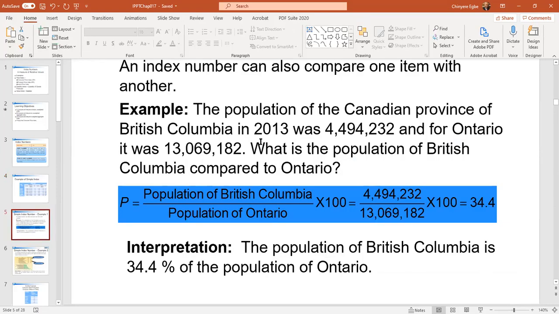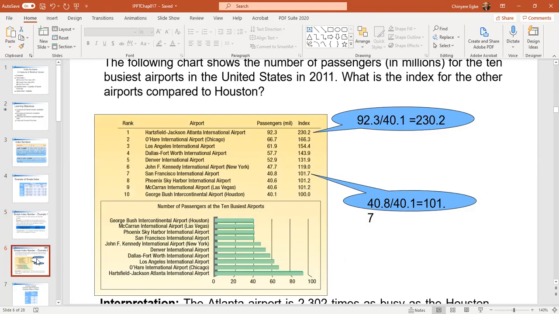Again, the textbook does this by comparing the population of Colombia with the population of Ontario and multiplying by 100%. So that is 34.4%. Okay, these are other examples of a simple index.